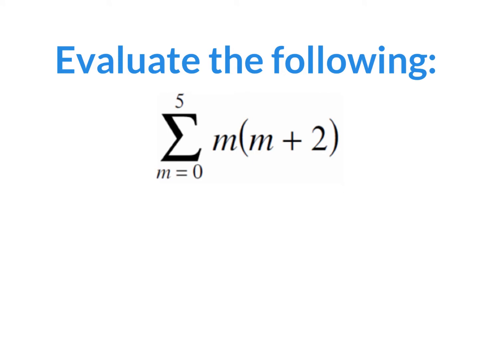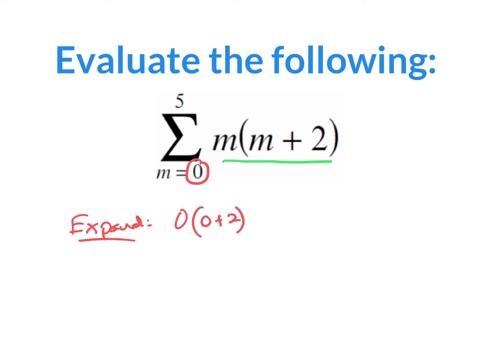So if we notice, this notation looks like we've got the equation m times m plus 2 for our formula for this one. And then the bottom number, notice, starts at 0. So that means for the expanding part, I'm going to show that I'm subbing in 0 for m. So it'll be 0 times 0 plus 2. So I'd be plugging in 0.